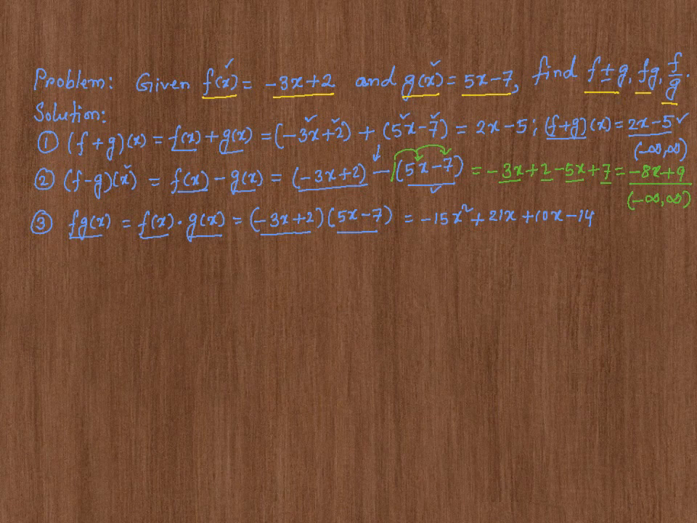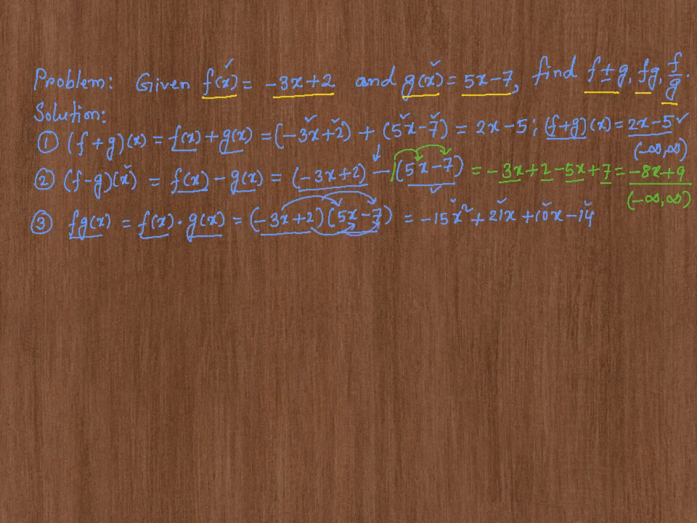So I would need to use the FOIL. So basically I will use the distributive property. So distribute negative 3x times 5 is negative 15x squared. Negative 3x times negative 7 is positive 21x. Then 2 times 5x is 10x. 2 times negative 7 is negative 14.